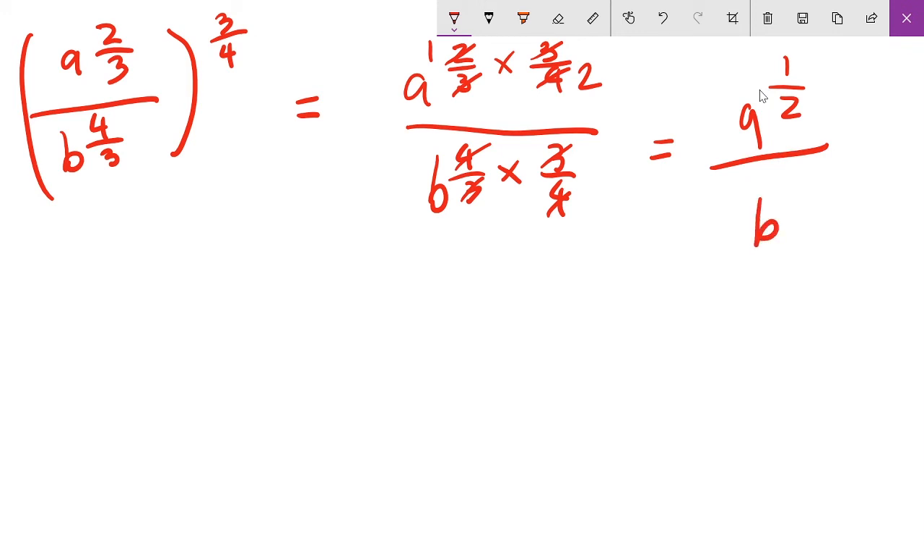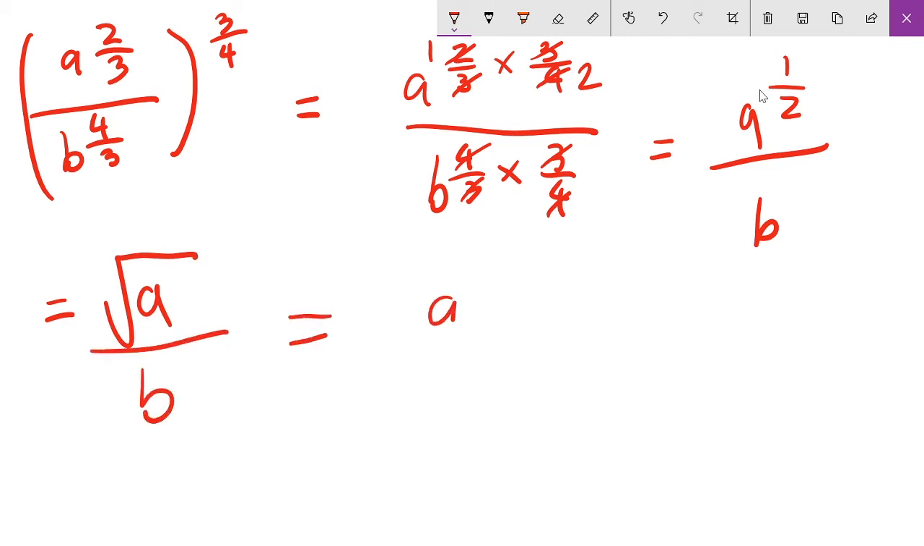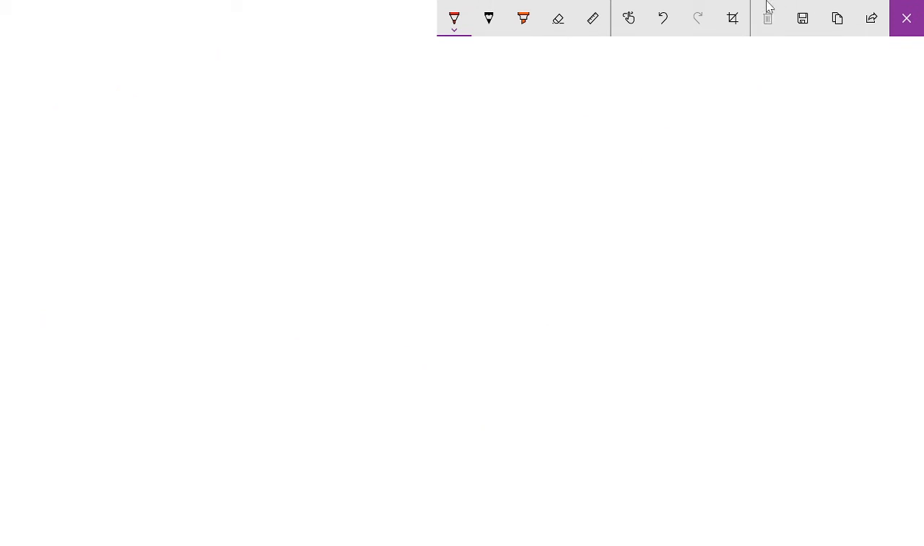So to the power of 1/2, you know that it's actually a square root. So we then write it as the square root of a over b, or you can just write it as a to the power of 1/2 over b to the power of 1/2. So that's the first question.